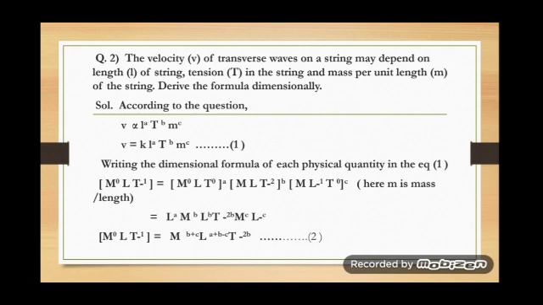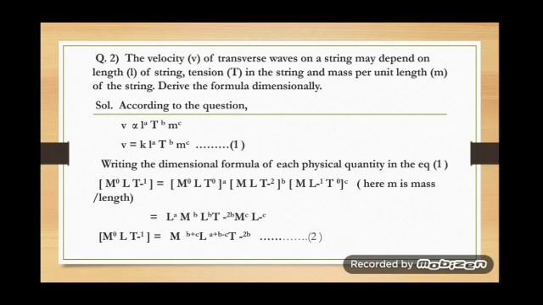Derive the formula dimensionally. Here we have to find the formula for the velocity, that is v. It depends on the factors length L, tension T, tension means force, and mass per unit length, that is m. Here m doesn't mean mass only, it means mass per unit length, that is mass upon length. Now according to the question, we will write the formula for the physical quantity v.